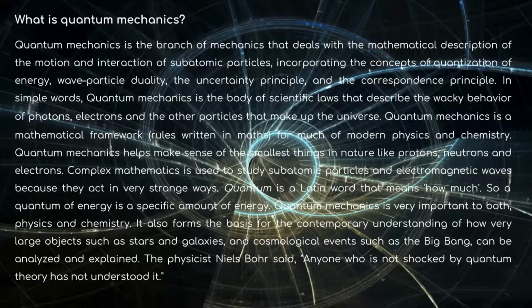Quantum mechanics is a mathematical framework, rules written in maths for much of modern physics and chemistry. Quantum mechanics helps in making sense of the smallest things in nature like photons, neutrons, and electrons. Complex mathematics is used to study subatomic particles and electromagnetic waves because they act in very strange ways. Quantum is a Latin word that means how much, so a quantum of energy is a specific amount of energy.